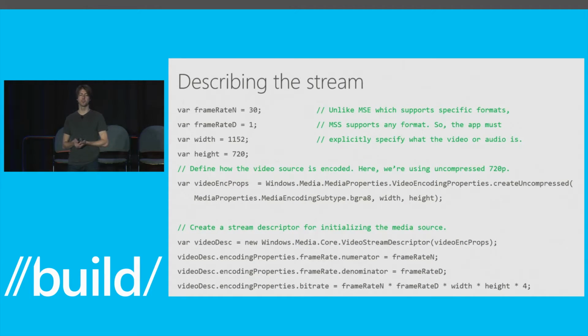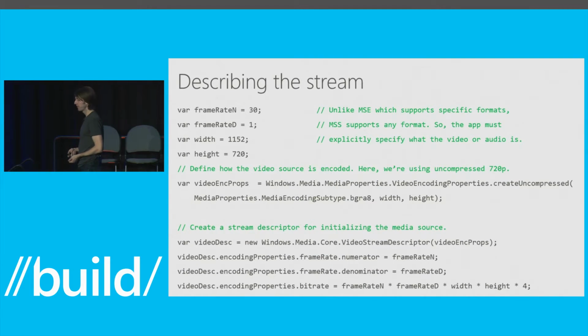And in this case, what we're doing is we're essentially saying we're going to be able to source uncompressed video. That's 8 bits of red, green, blue, and alpha. And it's going to be 720p. We create a video stream descriptor that you use to initialize the media source when you create it.